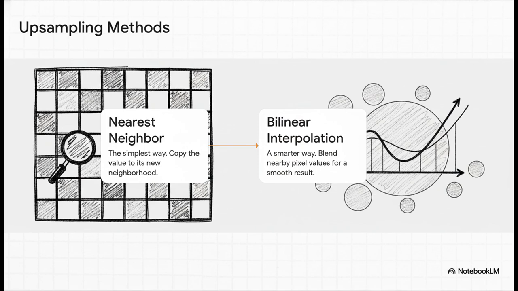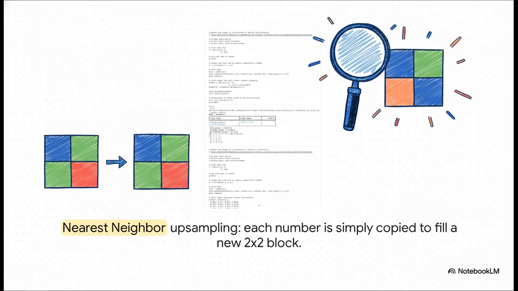You've got the simple way, called nearest neighbor, and then you have a smarter way called bilinear interpolation that gives you a much nicer looking result. All right, check this out. This is nearest neighbor in action. To make our little 2x2 grid into 4x4, we just copy and paste. The 1 becomes a block of 4 ones, the 2 becomes a block of 2s. You get the idea. Super simple, right? But you can see the downside. You get that blocky, jagged look, just like a bad digital zoom.